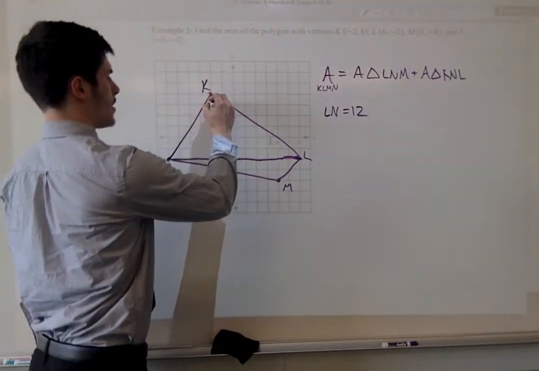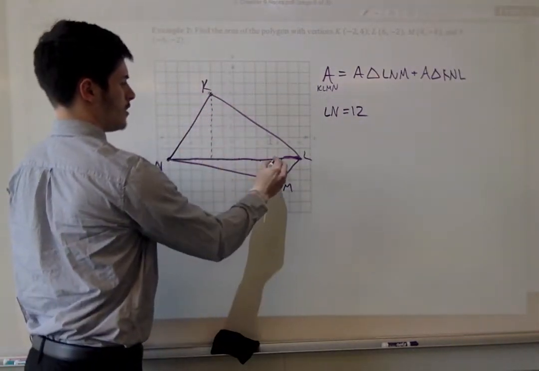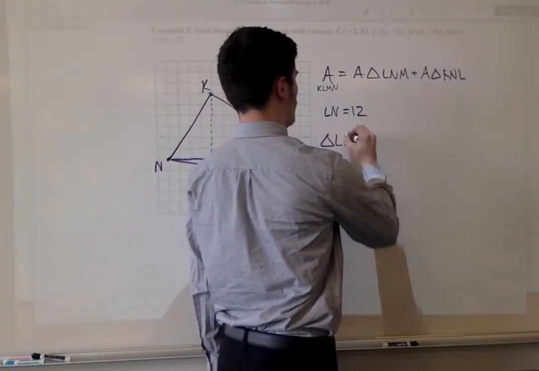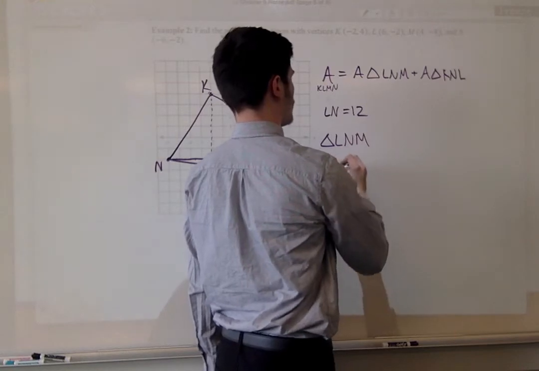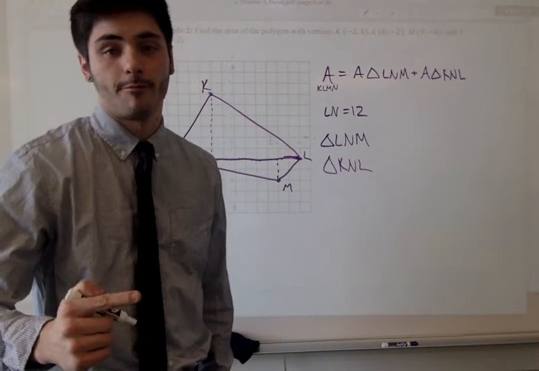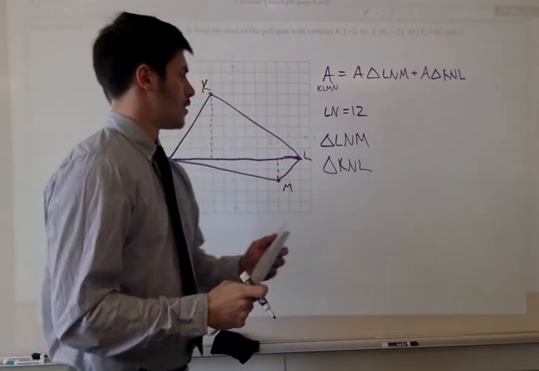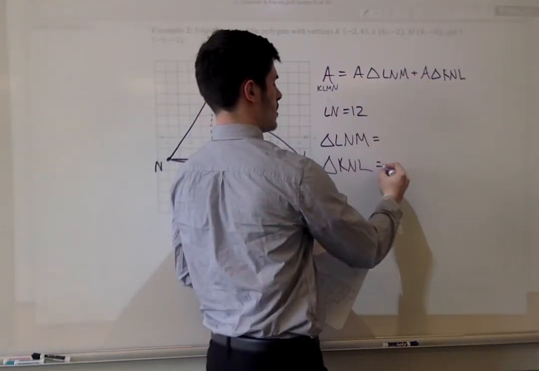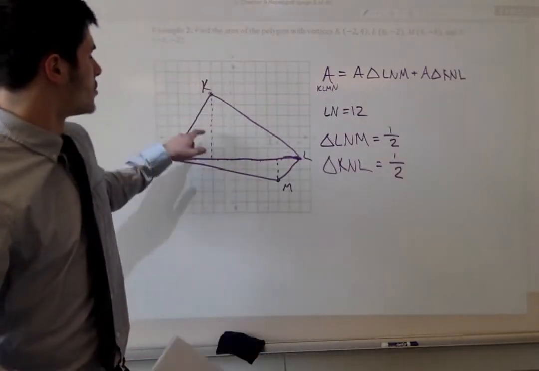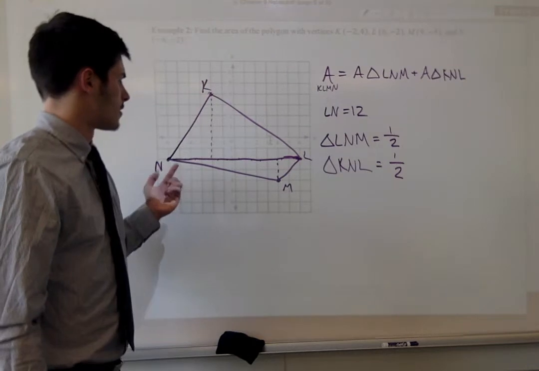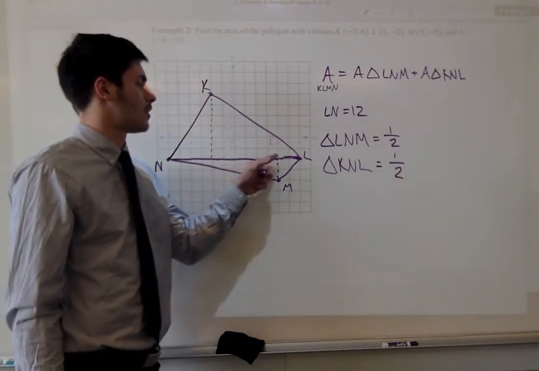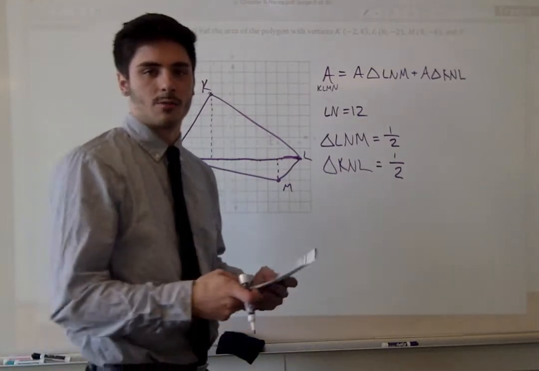And so in both triangles, triangle LNM and triangle KNL, the area is going to be 1/2 base times height, right? So we know that we're going to have 1/2, and we just found our base. Our base can be 1, 2, 3, 4, 5, 6, 7, 8, 9, 10, 11, 12, right? That one was pretty simple to find.